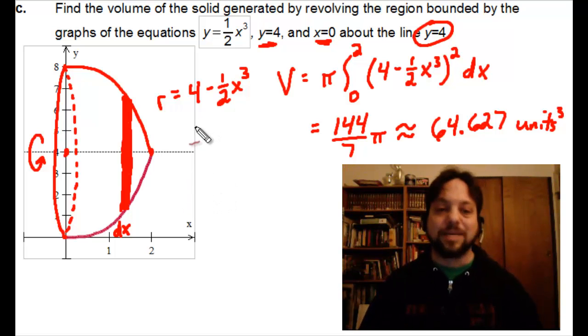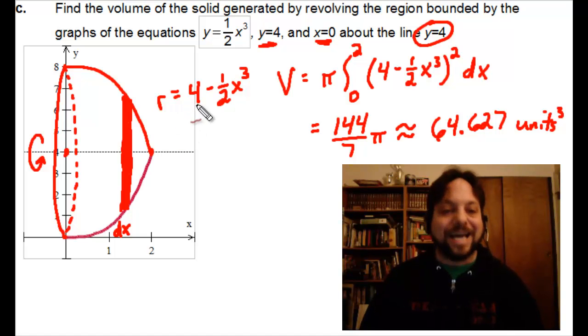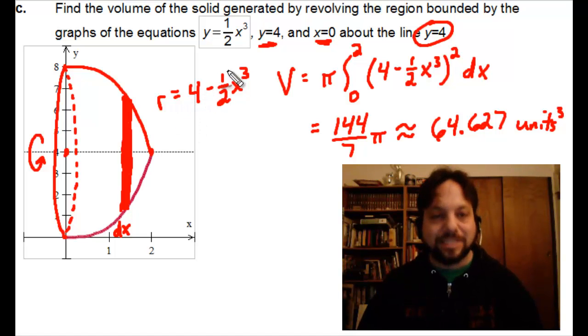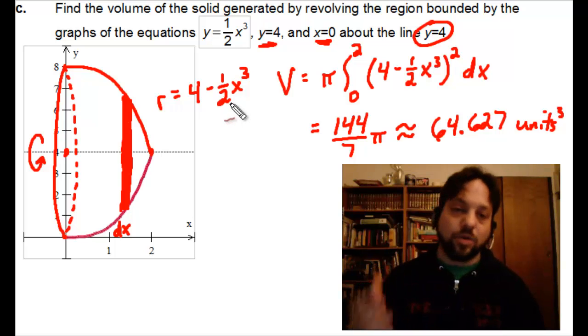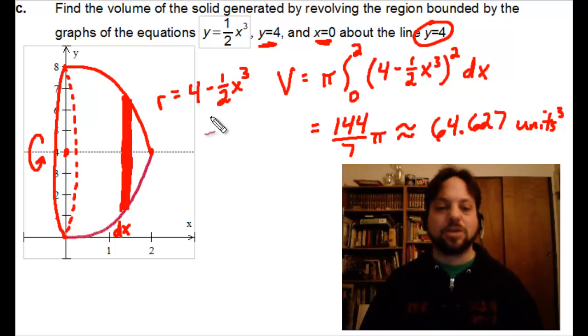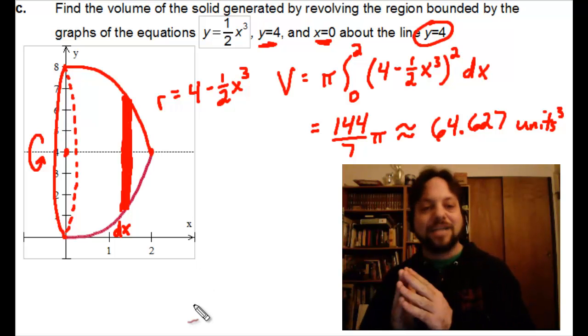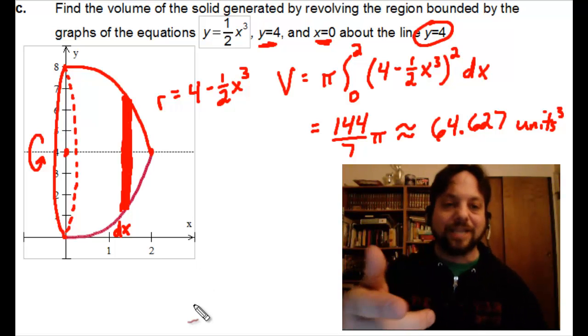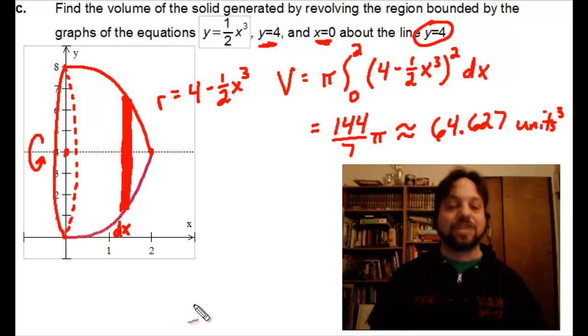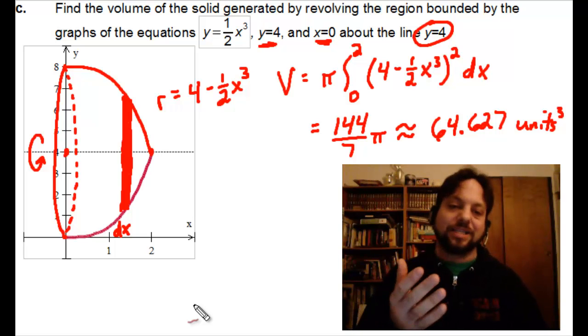But usually what it ends up being is that the radius is simply the axis minus the function. That doesn't work 100% of the time, but it's always a good place to try. Always remember to try the beginning and end of your intervals in your radius to see if the radius actually comes out the way that it should. In this case, it did.